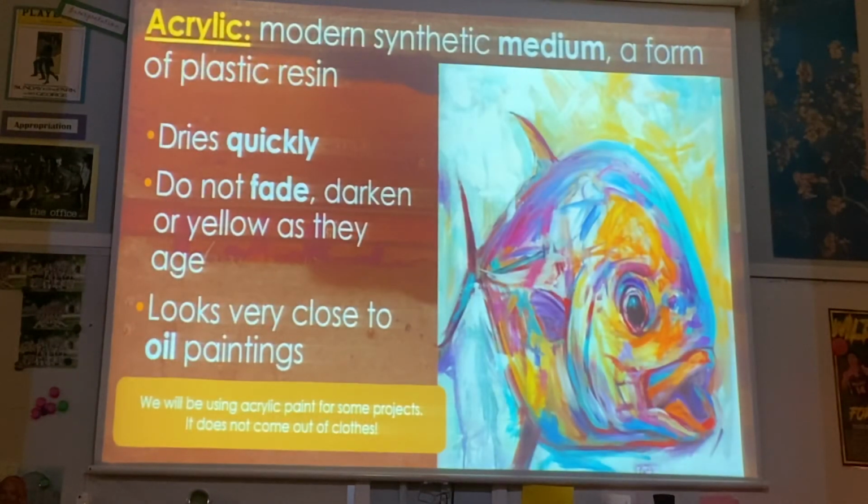Then there's acrylic, which I also love to work with. It's a modern synthetic medium. It's really a form of plastic. And so it dries pretty quickly. It doesn't fade. So it's similar to oil paint, except you can clean it up with soap and water. It won't darken or yellow as it ages, and super easy to clean up. So we were going to use acrylic paint when we did our sculptures and stuff like that, which I'm so sad we're not going to do, but I really love working with it.